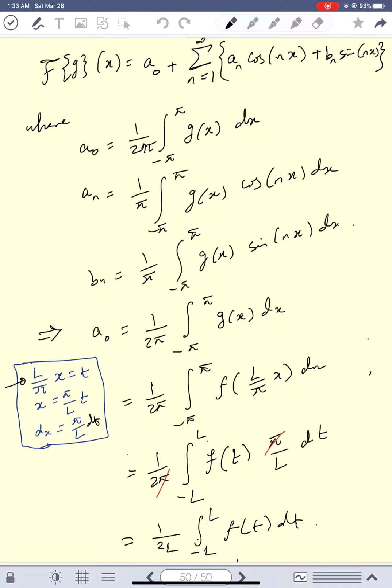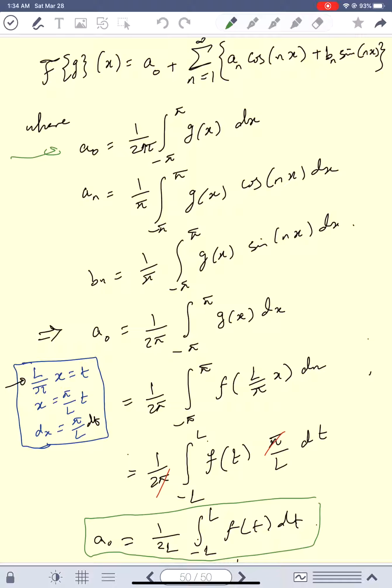Very nice, yes. So the a naught, this is the summary. So the a naught has this formula. But this is very, very similar to the original a naught when the period is 2 pi. So when you compare the new form to the old form, we expected this from the beginning. When the period was 2 pi, we had 1 over 2 pi. Now the period is 2L, we have 1 over 2L. When the period was 2 pi, we have the limits negative pi to pi, now we have them negative L to L.